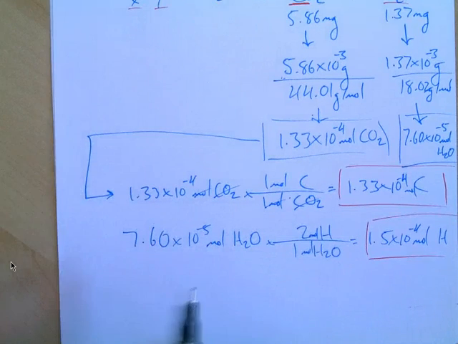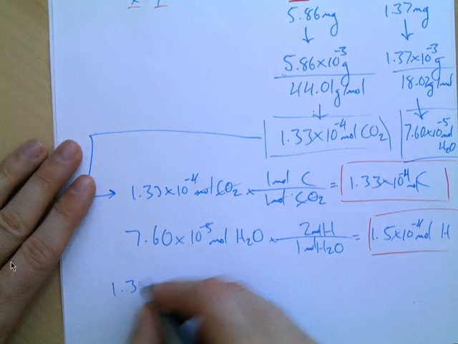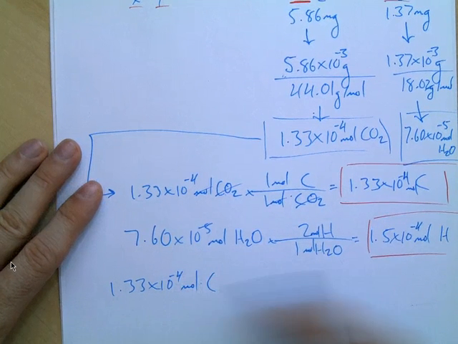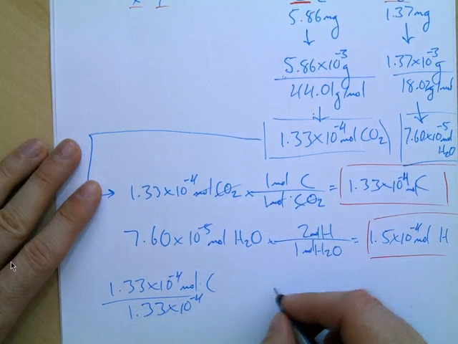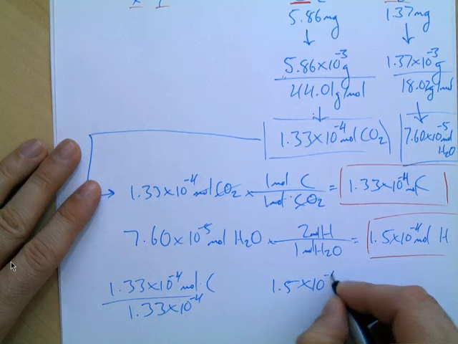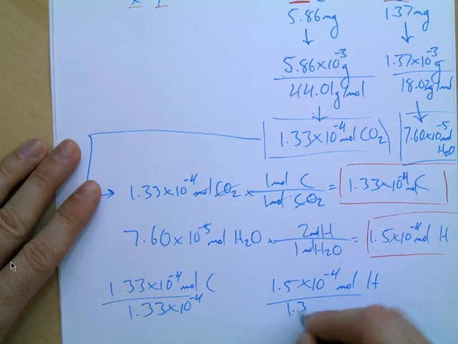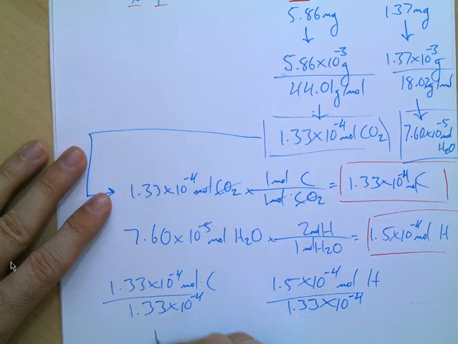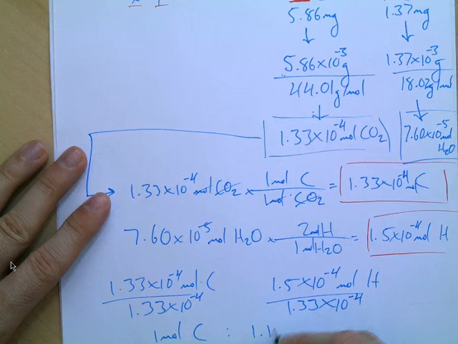So to do this, I'm going to divide by the smallest number for each of these. So I've got 1.33 times 10 to the negative fourth moles of carbon, and that's definitely the smaller of these two numbers, so I'm going to divide it by itself. And then, of course, for the 1.5 times 10 to the negative fourth moles of hydrogen, I'm going to divide it by the smaller of these two numbers, which is 1.33 times 10 to the negative fourth. And I have 1 mole of carbon for every, what does this end up being? About 1.14 moles of hydrogen.